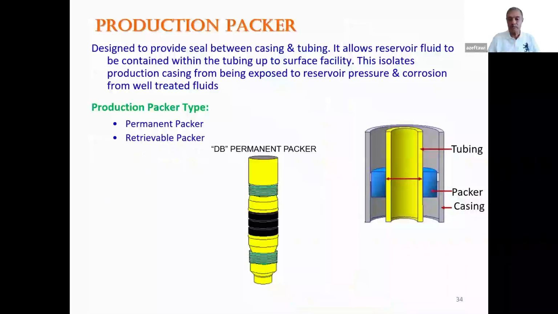If you decided to run a permanent packer, then we run it independently. We run it before we run the completion. How we run it, we have two ways to go. We run it either with drill pipe. So we keep connecting drill pipe and run till we reach the depth. When we reach the depth, we put a plug, run it through, sit it in the landing nipple below the packer, and then we apply pressure from above till we reach the pressure that shears the setting pins of this packer.